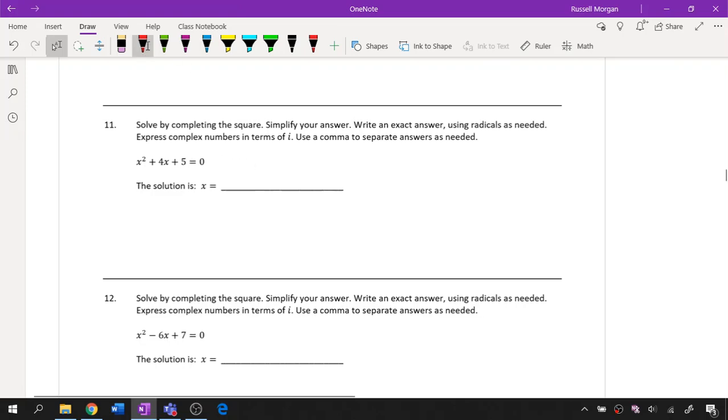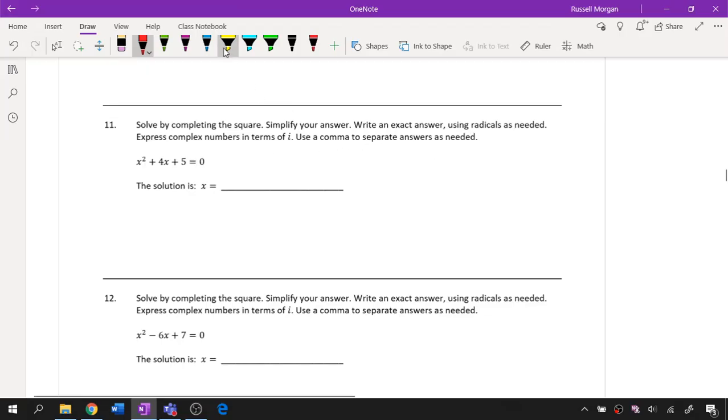This is a continuation of the Math 143 Semester 2 CWI practice packet. We're looking at question number 11. Solve by completing the square. Simplify your answer, write an exact answer, use radicals as needed, express complex numbers in terms of i. Remember, that's imaginary numbers. Complex numbers are imaginary numbers. And use a comma to separate answers as needed.